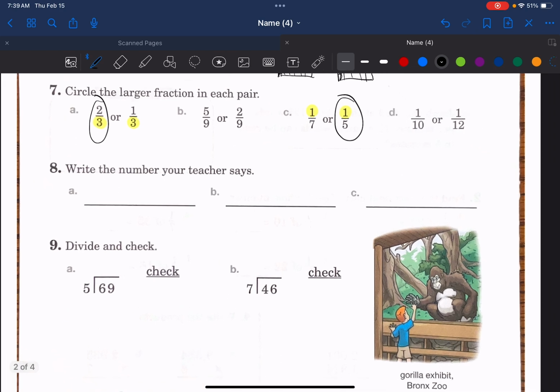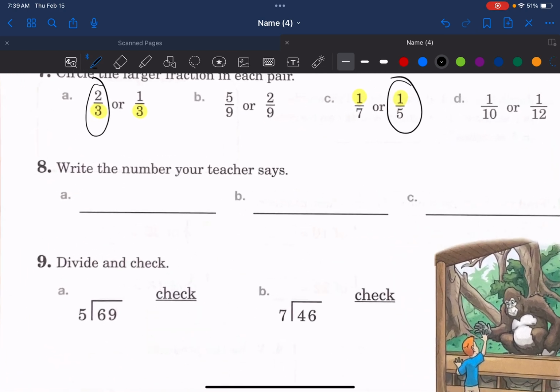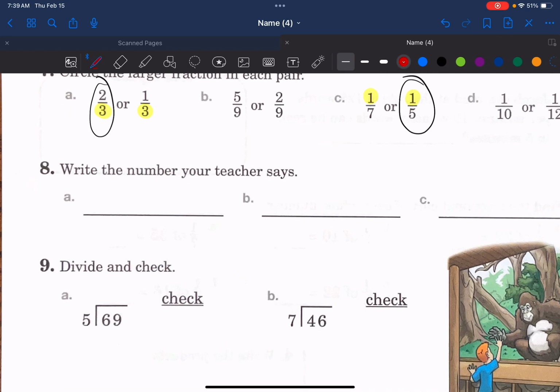All right. Number 8, I'm just going to do one of them with you. So please listen to it. You don't need to do B or C. Just listen to A, please. And then you can repeat it if you need. The number is 200,300,400.